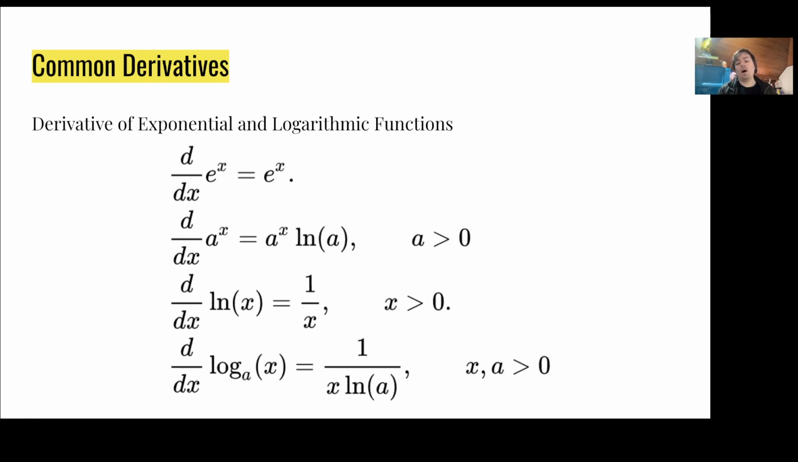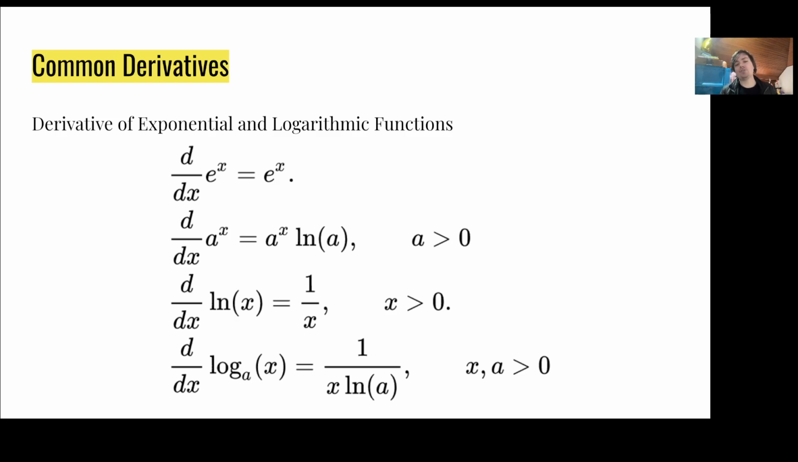So what do exponential functions do? With e to the x, when you take the derivative of that, you just get the original function, e to the x, which is quite convenient. It's a little bit different with a different type of base, like a being greater than 0, since the derivative of a to the x would be a to the x, just like before, multiplied by the natural log of a.